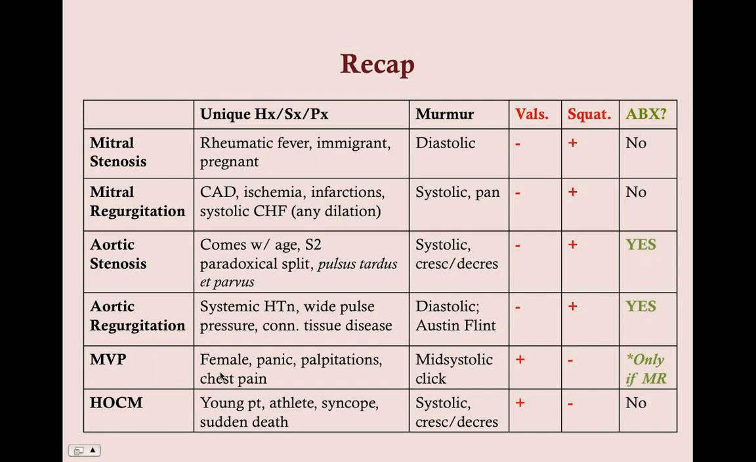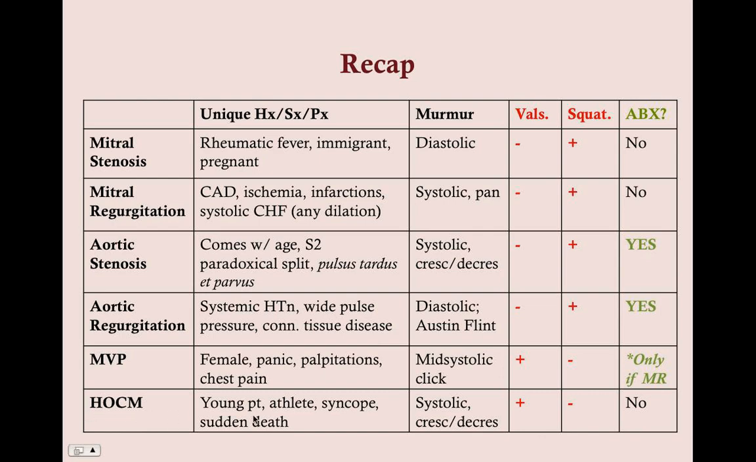With mitral valve prolapse, you're going to often see this in females who present with panic, palpitations, and pain. The murmur is going to be a mid-systolic click. It's going to get worse with Valsalva. The murmur will get louder with Valsalva. And you only need antibiotics if the patient also has a concurrent regurgitant, systolic murmur.